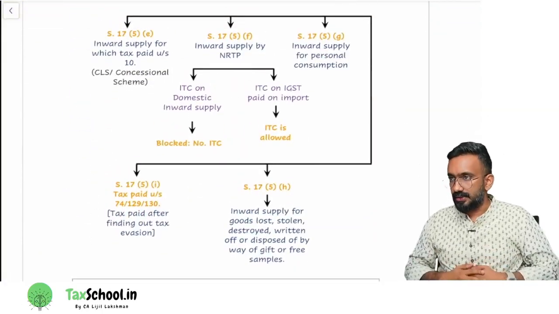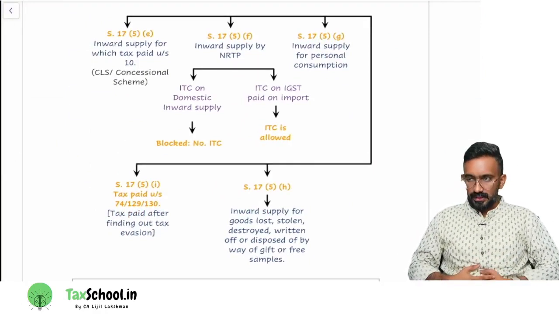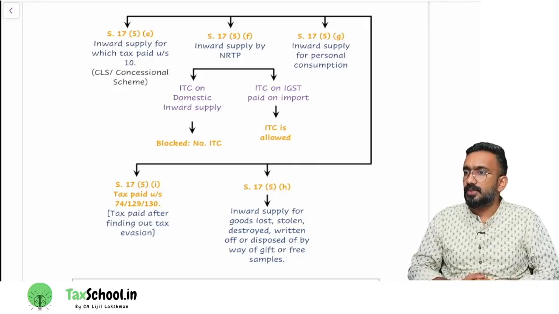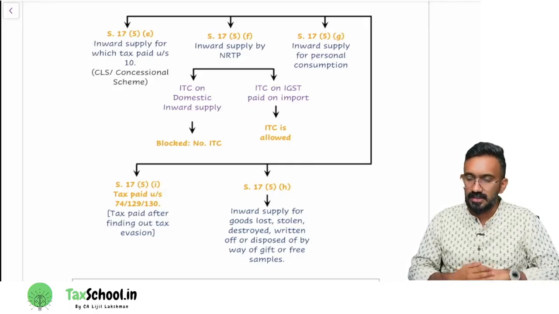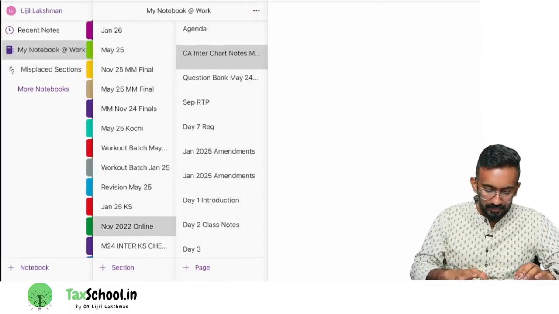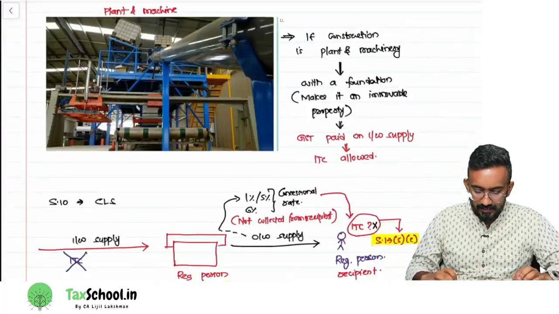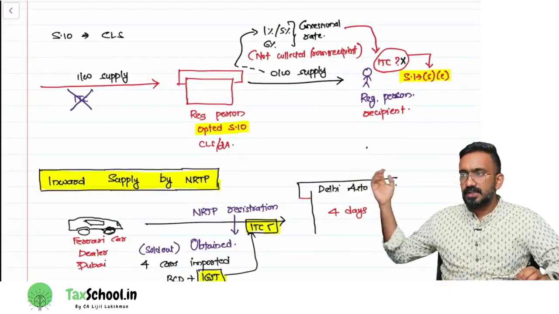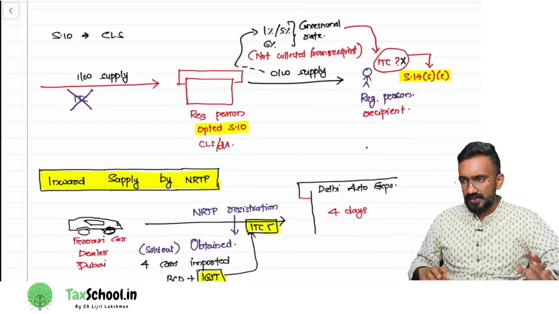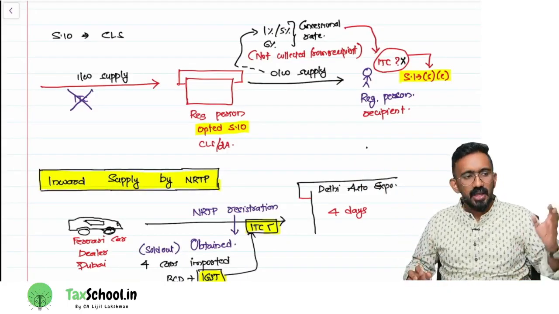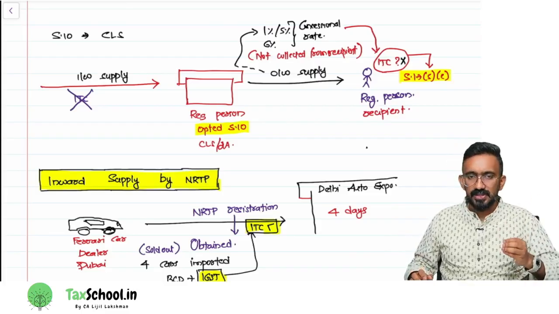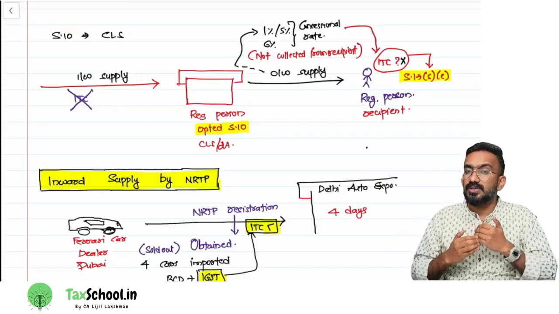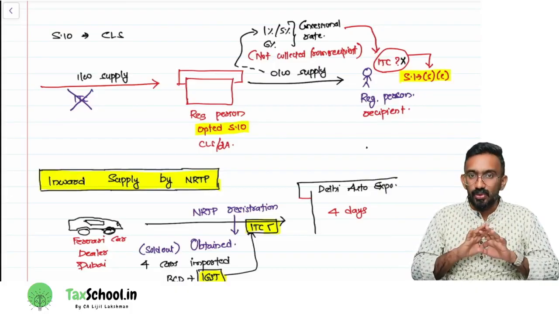Other blocks to credit. Let's quickly finish off the other blocks to credit. 17(5)(e) says inward supply for which tax is paid under section 10 is a block to credit, which also means section 10 is the composition levy scheme. Look at a registered person who is under the composition levy scheme, section 10 or 10(2)(a). When they make inward supply purchases, can they take input tax credit? The answer is no. Why can't they take input tax credit? Because if you are under the composition levy scheme, you can't take any ITC.